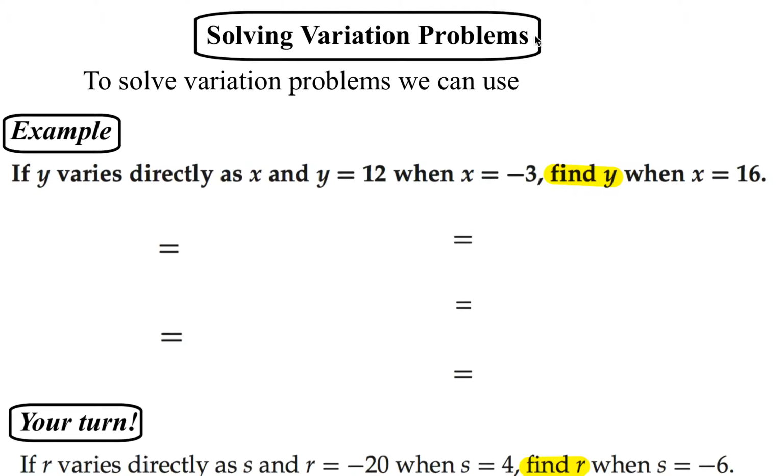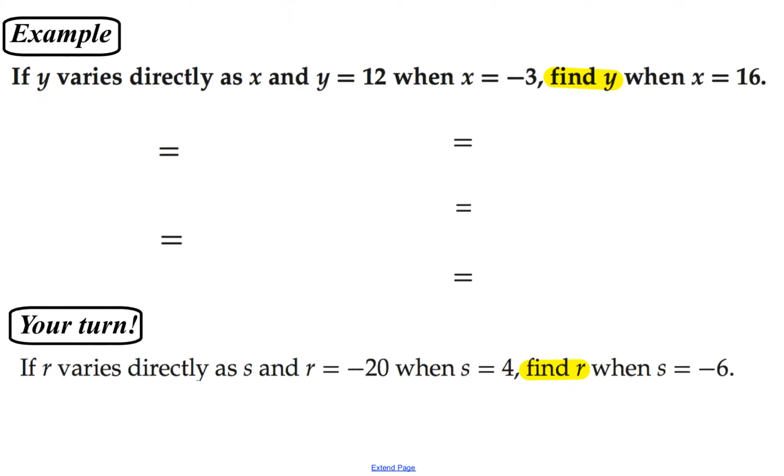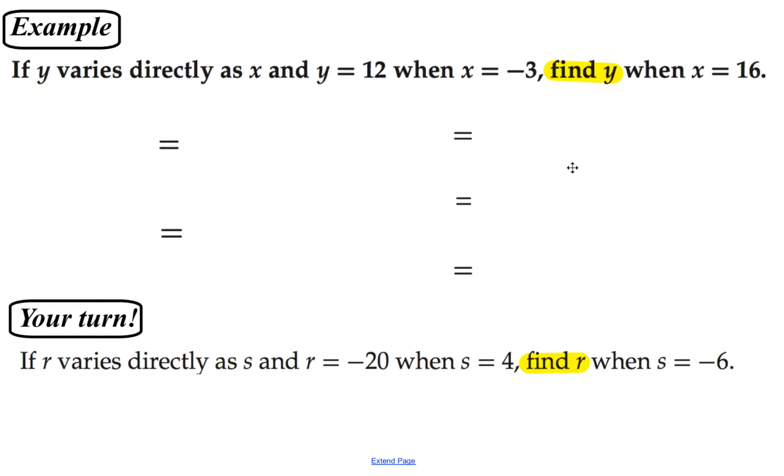So to solve direct variation and joint variation and inverse variation problems, we will use proportions. Now remember, proportions are just two fractions that are equal to each other, and we solve those by using the cross products or cross multiplying. So here's an example. If y varies directly as x, and y is 12 when x is negative 3, find y when x is 16.